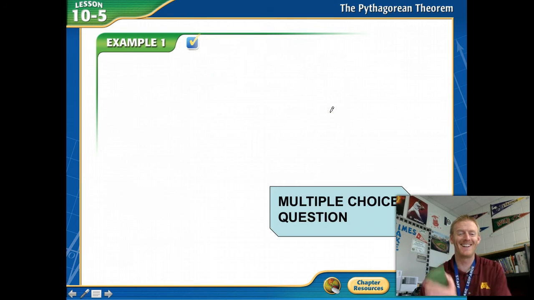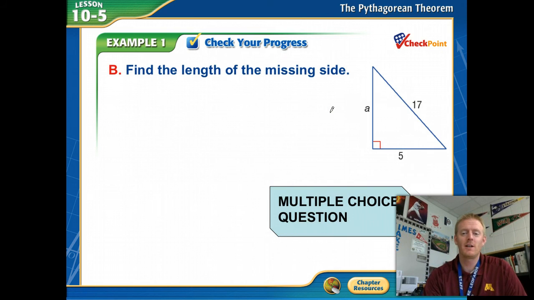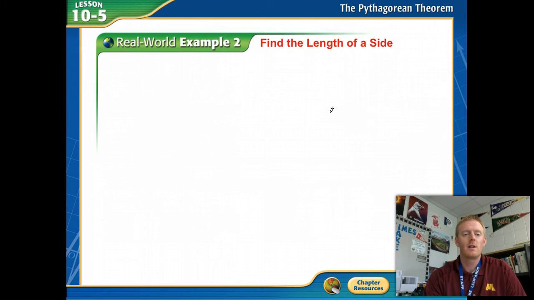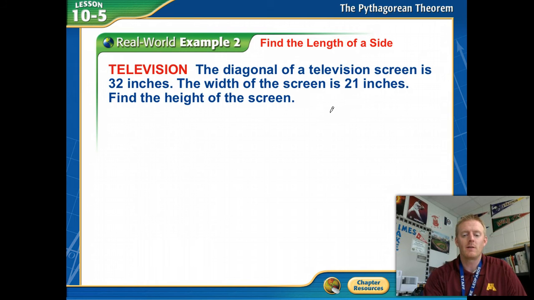C? Here's a multiple choice question. See if you can figure out what A is. Remember, you should round to the nearest tenth or hundredth. The hundredth is what they said, if necessary. Let's try another one. We're going to probably need to draw a picture for this little word problem.